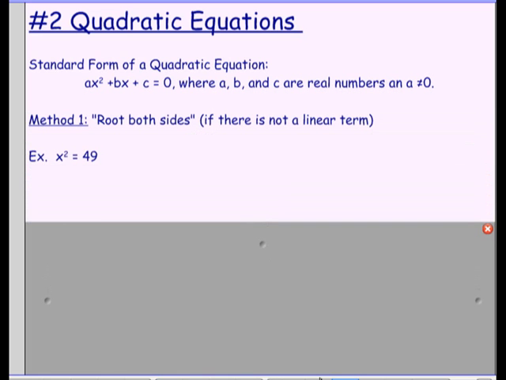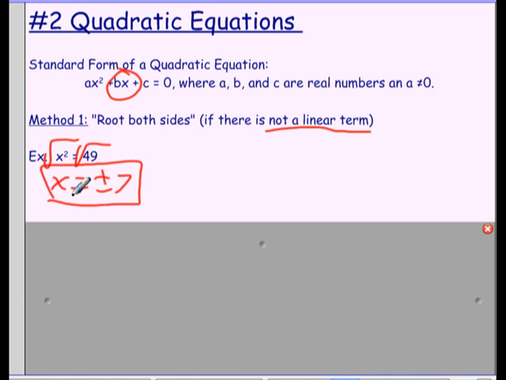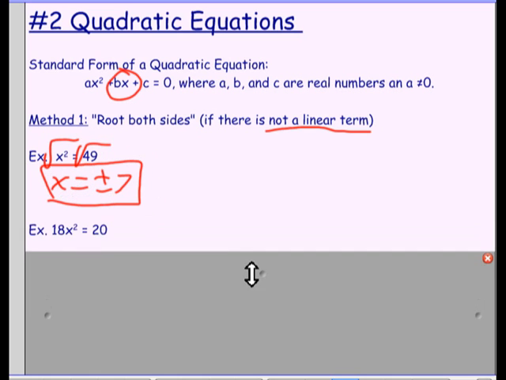Now this typically happens, as it says here, if there's no linear term. So in other words, if there's no x term, that's one clue that you can do this. So you just take the square root of both sides, and you're left with x equals. Remember, when you take the square root of both sides, this is really important. There's two possible answers. It's not just 7. It's positive or negative 7. So you have to remember that plus or minus when you take the square root of both sides.